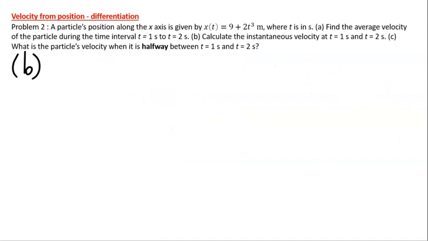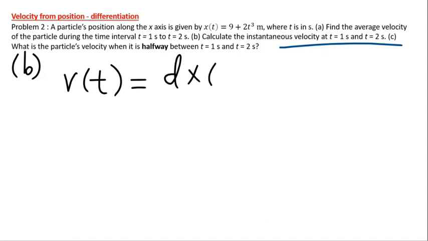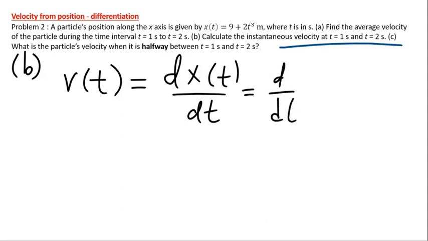Part B asks you to compute instantaneous velocity at t equals 1 and 2. Now, instantaneous velocity, namely the velocity at any time t, is given by the derivative of the position function with respect to time. So now we know what the position function is. It's given as 9 plus 2t cubed. To take the derivative, it's quite simple.